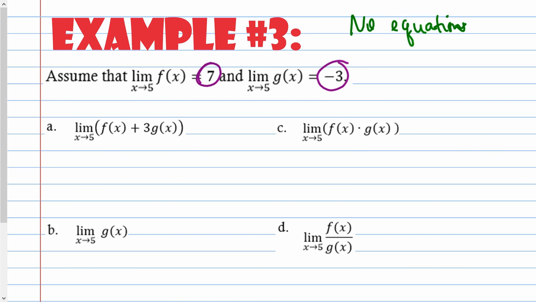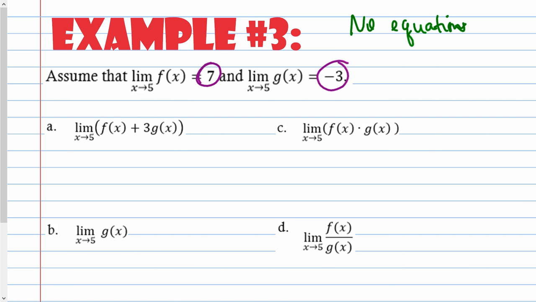So these are properties basically of limits. For part A, they're telling us that the limit of f of x plus 3 times g of x as x approaches 5, that's what we're looking for. So look at this in a splitting up fashion.